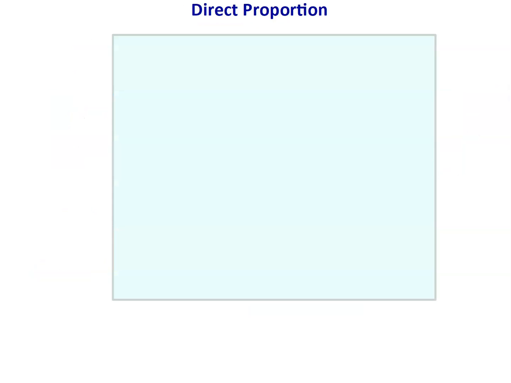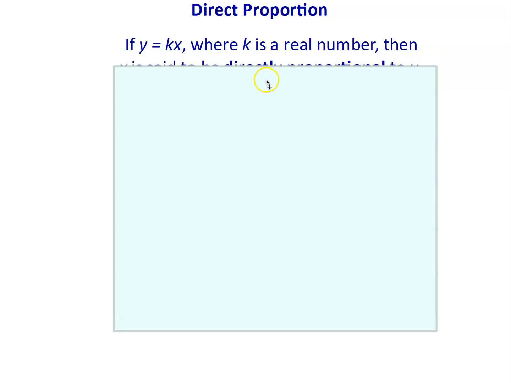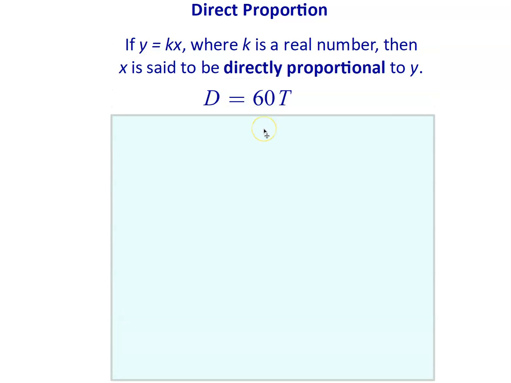Before we talk about inverse proportion, let's remind ourselves about direct proportion. Here's an example of direct proportion. Distance equals 60 times time, where distance is in kilometers and time in hours. This is of the form y equals kx, where k is a real number. In this case, k is 60.